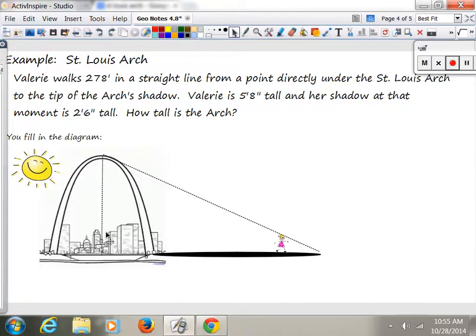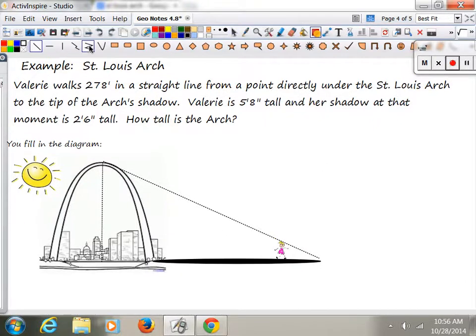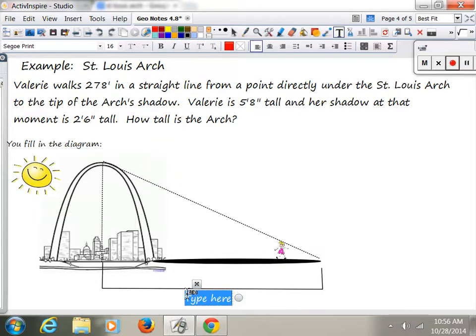But for our job, we want to find out how tall that arch is. This is a real life scenario here. This is going to give us the real height of the arch. So basically what it is, Valerie walks 278 feet. So she's standing right below the middle of the arch. She walks 278 feet and she gets to the end of the shadow of the arch. So let's make a little notation on our picture that this piece is 278 feet.